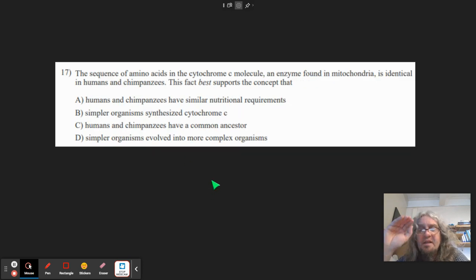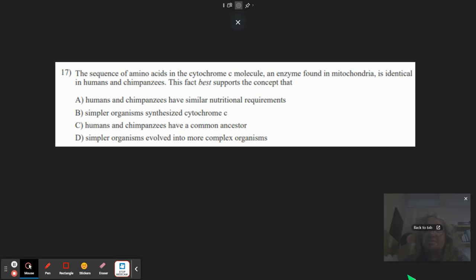17. The sequence of amino acids in the cytochrome C molecule, an enzyme found in mitochondria, is identical in humans and chimpanzees. This fact best supports the concept that A, humans and chimpanzees have similar nutritional requirements. B, simpler organisms synthesize cytochrome C. C, humans and chimpanzees have a common ancestor. D, simpler organisms evolved into more complex organisms.